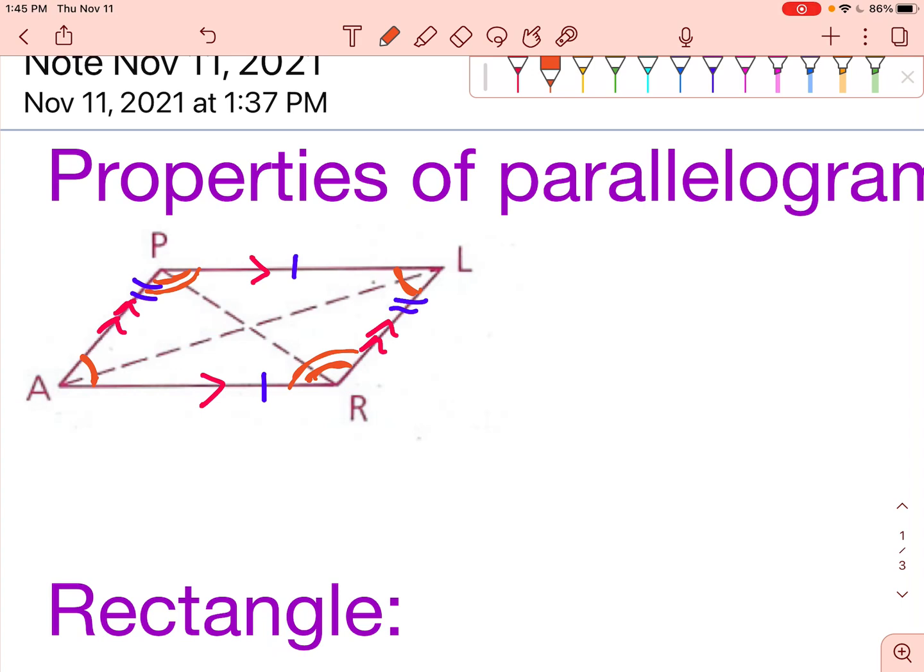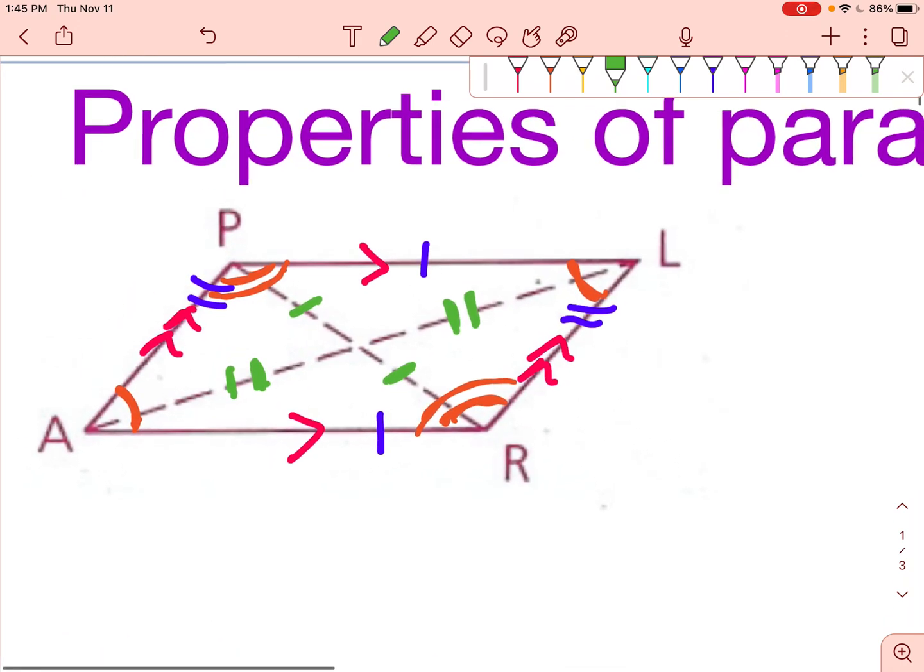Next, the diagonals will bisect each other. In a parallelogram, the diagonals bisect each other. So this diagonal got bisected as well as this diagonal that got bisected. Okay, so the diagonals bisect each other, and the consecutive angles are supplementary. So for example, if I was to tell you that angle A is 80 degrees, you will be able to identify how big all of the other angles are. So obviously if angle A is 80, we've already gone over that opposite angles are congruent to each other, so this angle would be 80.